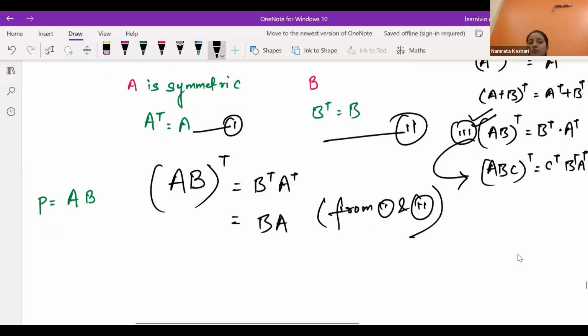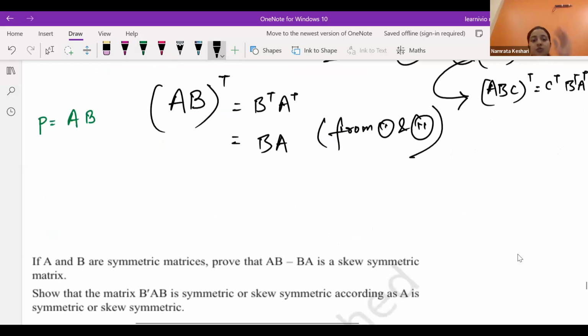Now we want to prove that AB transpose is the same as AB. But so far we are having in hand BA, and we cannot say that BA and AB are the same. It's not algebra. In algebra xy and yx are the same, but here while doing matrix multiplication we have to be careful. A into B and B into A will not always be the same. So we cannot say this is the same as AB.